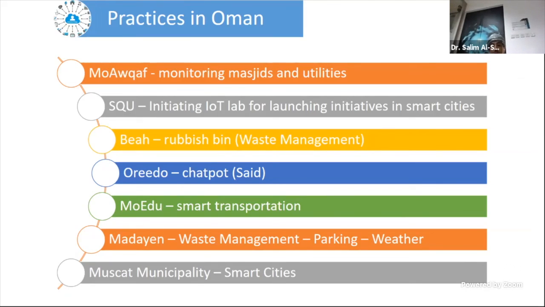It will turn off all the electricity. SQU is initiating an IoT lab. BEAH, the company for collecting rubbish, has rubbish bin waste management, and they have already launched this project in some areas. Ooredoo has a chatbot. The Ministry of Education has smart transportation that will inspect if there is any movement, or any object, inside the vehicle or the bus before they switch it off. Madain has waste management, parking, weather. Muscat Municipality is implementing a project for smart cities.